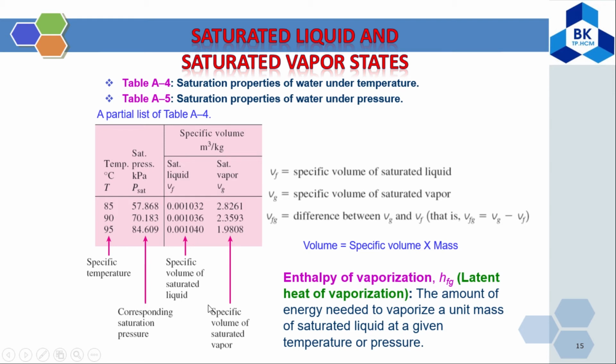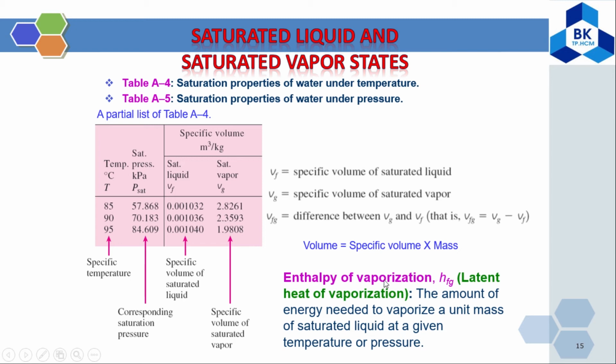Okay? And this one is the temperature. This one is the corresponding saturation pressure. This one is the specific volume of saturated liquid, and this one is the specific volume of the saturated vapor. VF is the specific volume of saturated liquid, VG is the specific volume of the saturated vapor, and VFG is the difference between VG and VF. That is, VFG equals VG minus VF. And volume equals specific volume times mass.